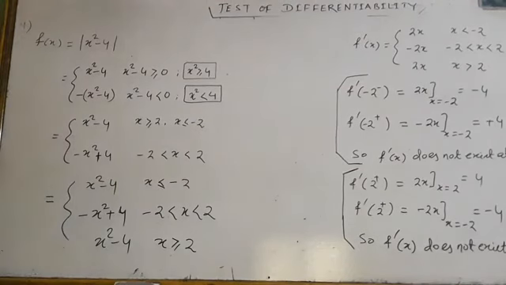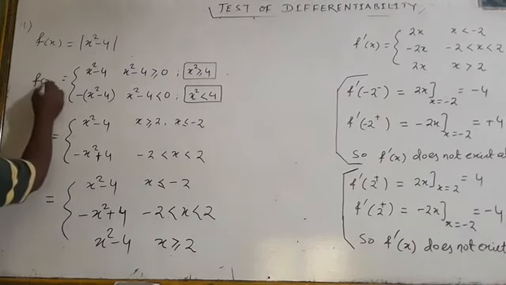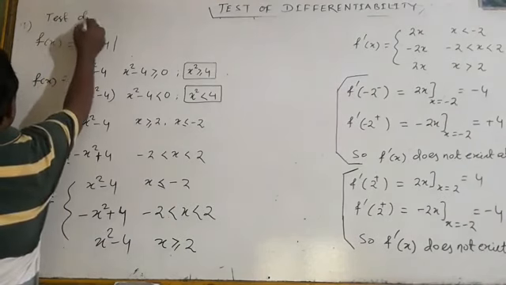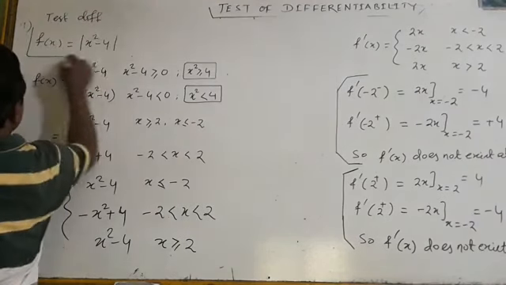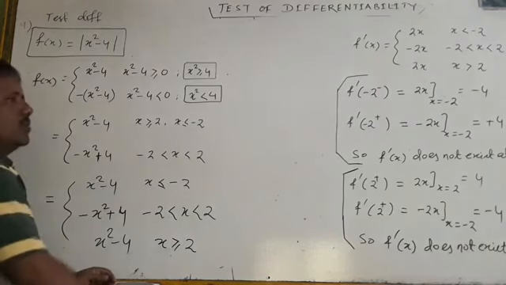Now look at this problem. It is a different style problem. The question says: test differentiability of f(x) = |x² − 4|. The points are not mentioned here; you have to find them and solve.